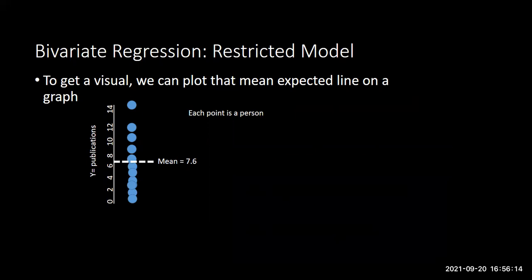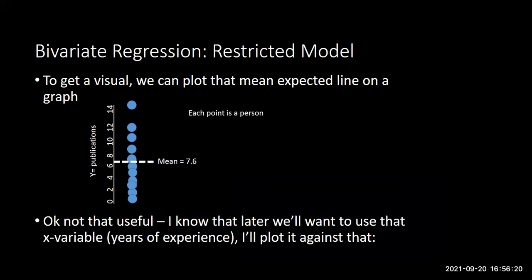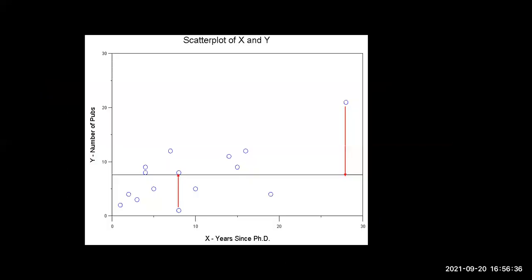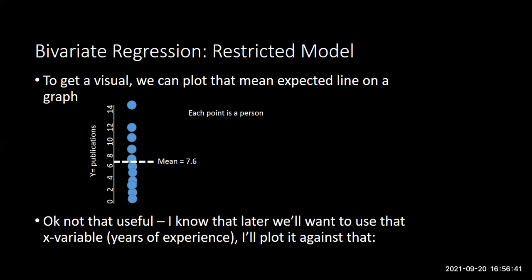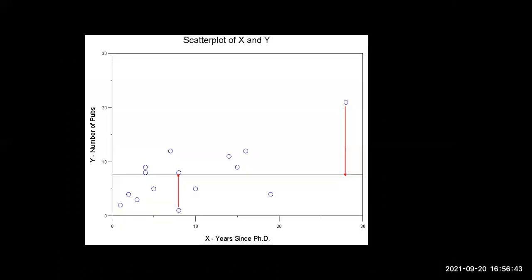Now, this is not very useful to illustrate the concept, so what I'm going to do now, even though this is not in the model, I know in a minute I'm going to predict this based on number of years of experience. So I'm going to go ahead and plot everybody based on years of experience, even though that's not in my model right now. I'm going to take those points, and I've just spread them out across this graph. So these are the same people, 1, 2.